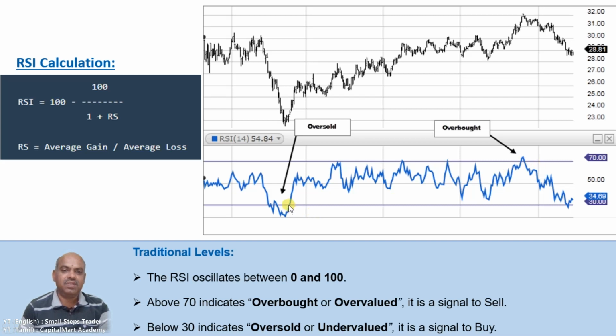The other one is the oversold zone. Below 30 is the oversold zone. That means many people have already sold it, so the price will not go down further. Already it is undervalued.